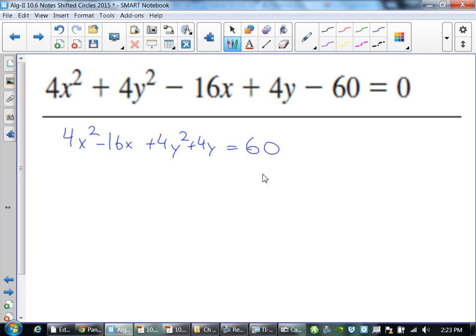All I did was group them and move them around. I didn't do any of my plus blanks yet, because the rule is when you're completing the square, you have to have that first term equal to what? 1. All right, so here's what we do. I'm going to take the 4 out of the x terms. I'm going to get x squared minus 4x plus blank. I'm going to do the same thing with the y's.